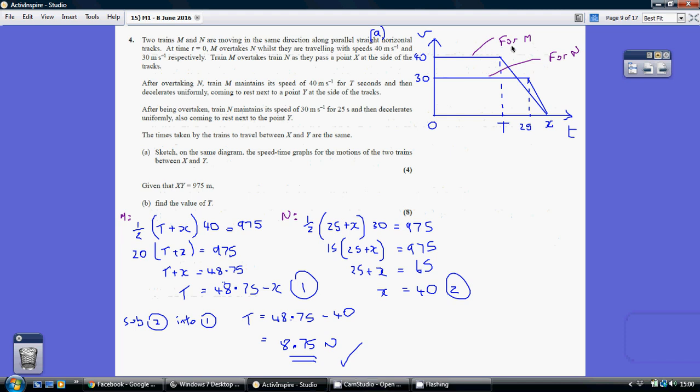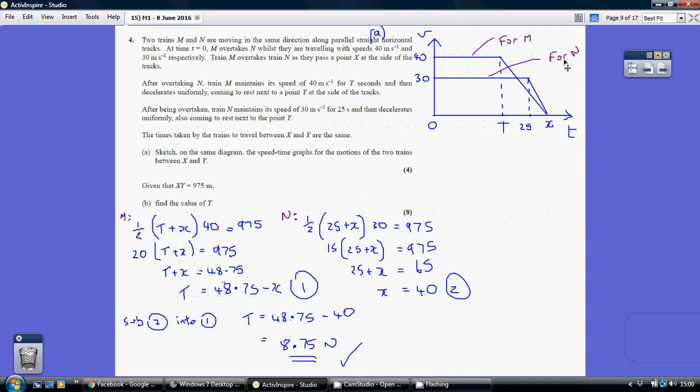So for train M, when they pass each other at time 0, M is travelling at 40 meters per second until it gets to point T, for T seconds, and then it decelerates, coming to rest at a point I've called X.